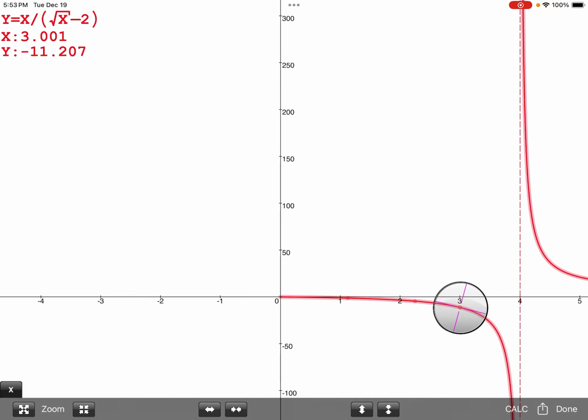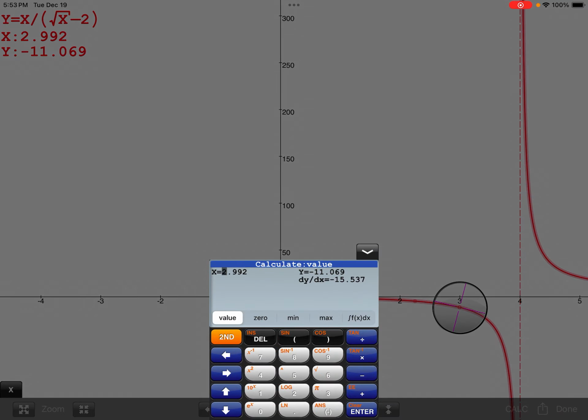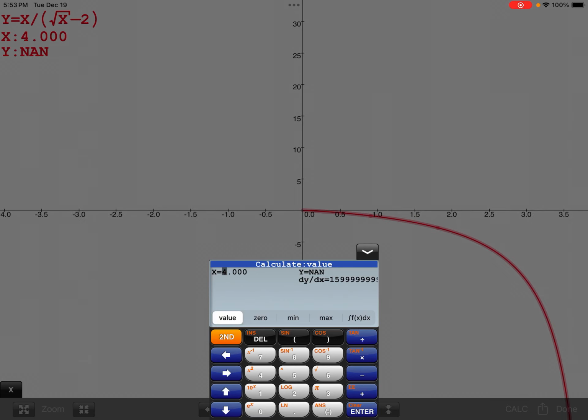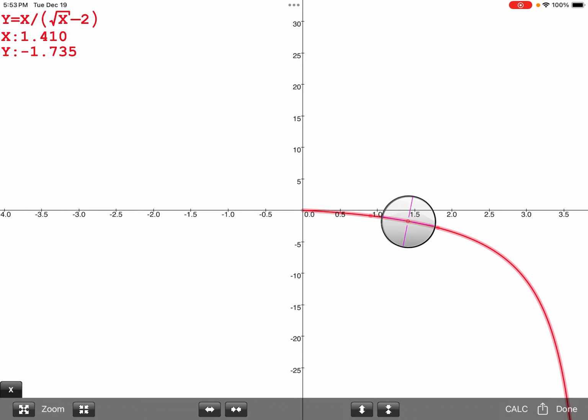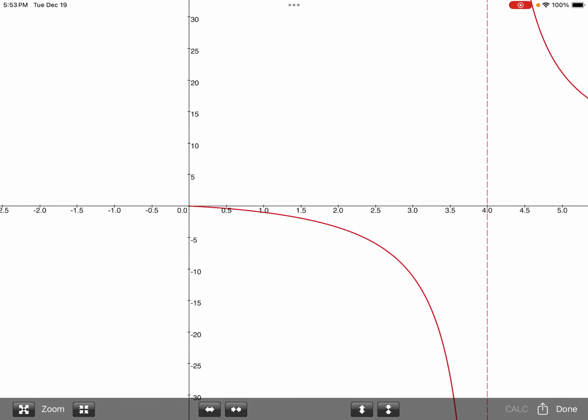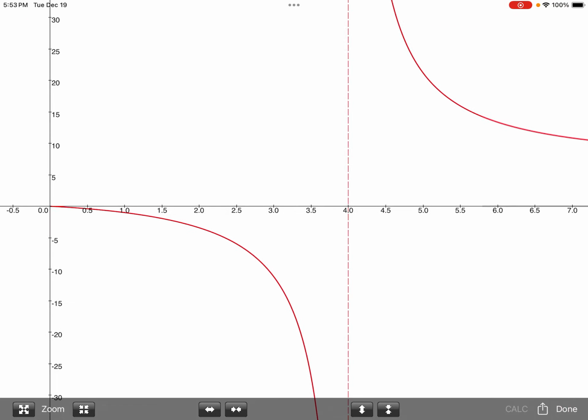Oh, and then I can see that we've got a problem at 4. X equals 4 seems to be an asymptote. I could even double check that by going to trace and putting a 4, and the calculator said that is non-existent. Okay, so it seems like positive numbers are okay, except for that x equals 4. Otherwise, it looks like it's fine. Now let's go do the math.